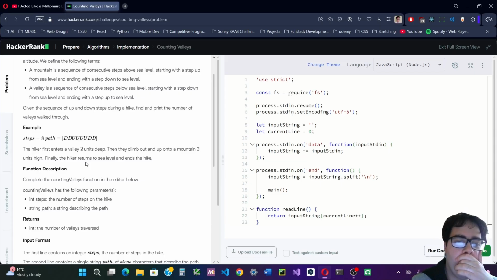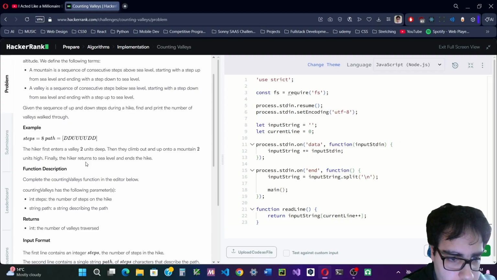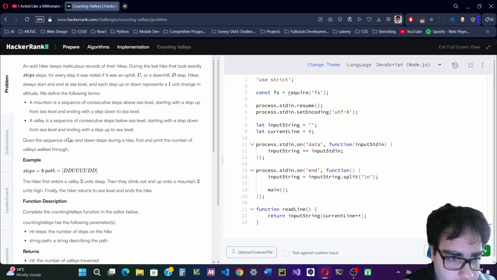The hiker first enters a valley 2 units deep, then they climb out and up to a mountain 2 units high. Finally, the hiker returns to sea level and ends the hike. So we circle the hikes. Hikes always start at sea level, so they started and then sea level. So this is a mountain sequence. Valleys exist below sea level, starting from the step down from sea level and ending with a step up to sea level.